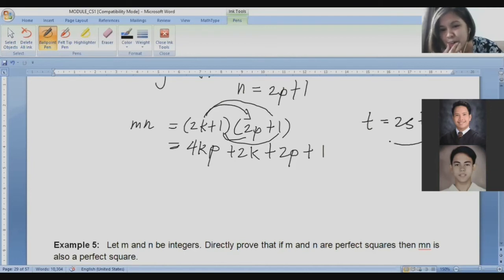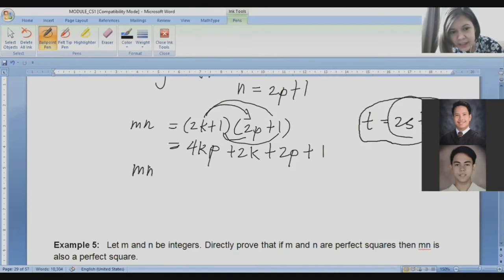1. Parang ganitong format. Ayan, ganyan ha. Kailangan magkaroon ako ng 2S plus 1. Parang ganon. Pero hindi S ang gagamitin kong letter. Depende. Ano ba? P, Q, R. Gusto nyo R gamitin natin kahit anong letter. So, MN is equal to, okay. Paano ko mapapalabas si 2?